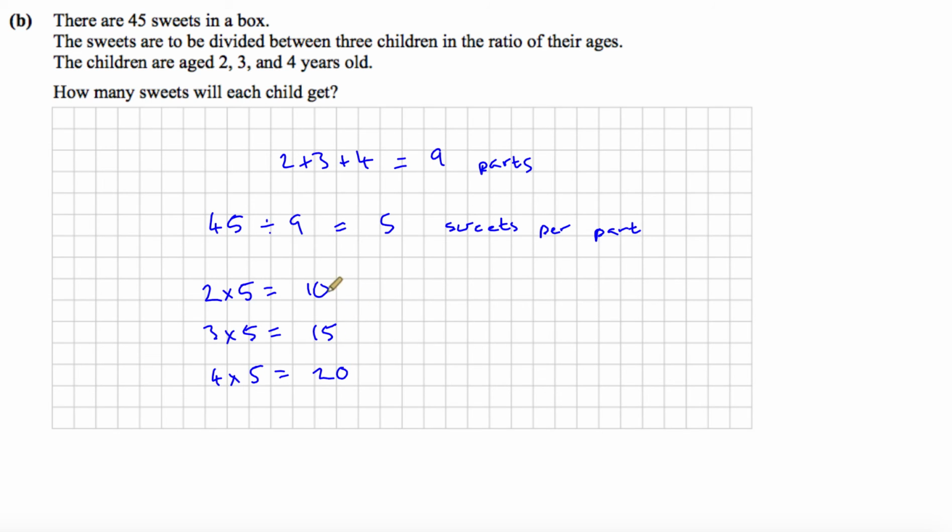And a quick check to make sure those numbers are correct, we can add them all up and see, do we get back to our original 45? So 10 plus 15 is 25 and 25 plus 20 is 45. So there's our 3 answers there, and that's the end of question 3.